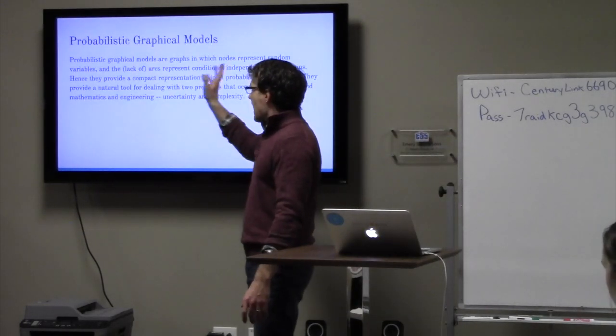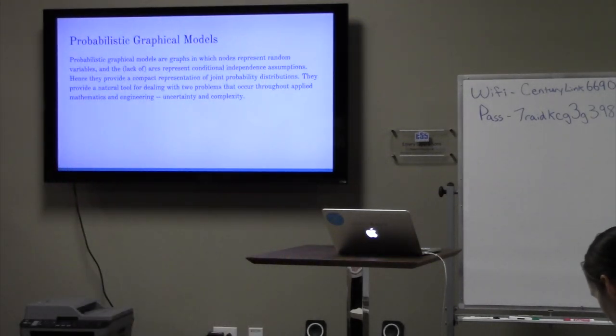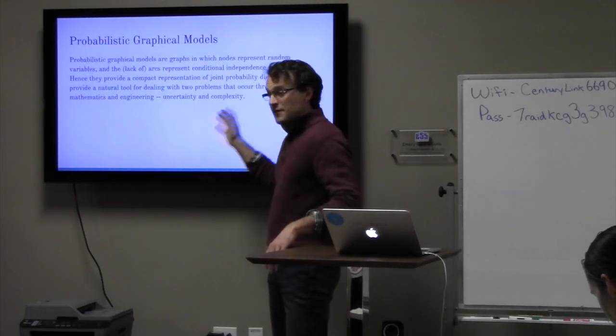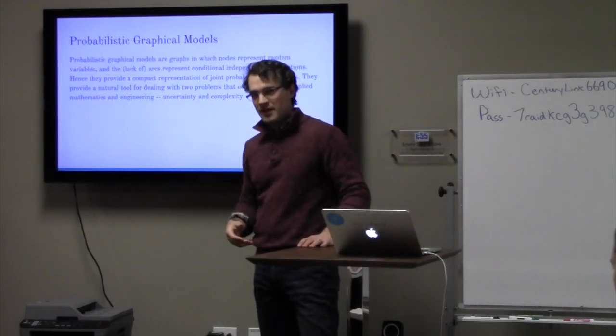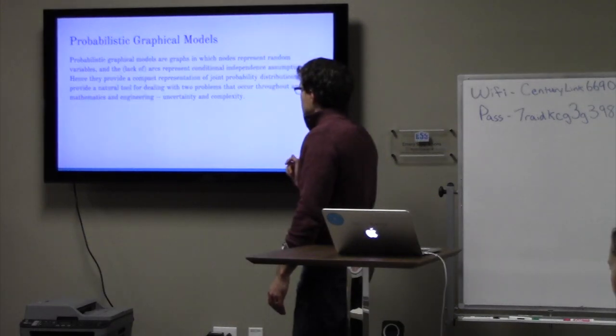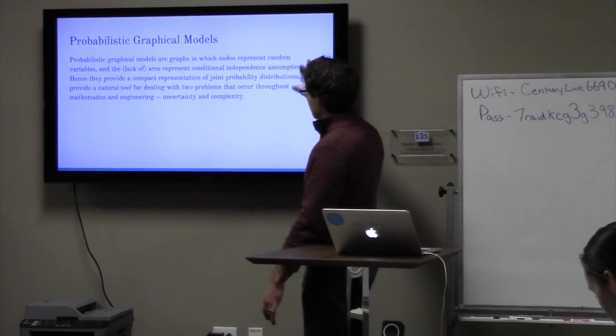And the presence of arcs or edges between them represents causal relationships. We'll see an example in a moment. And if there's not one there, then we assume that those two things are independent, that one does not cause the other, or that they don't relate to each other. Hence, you get a compact representation of joint probability distributions. We'll talk about what that is.